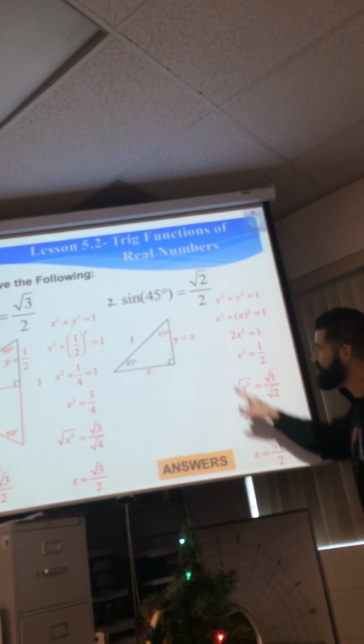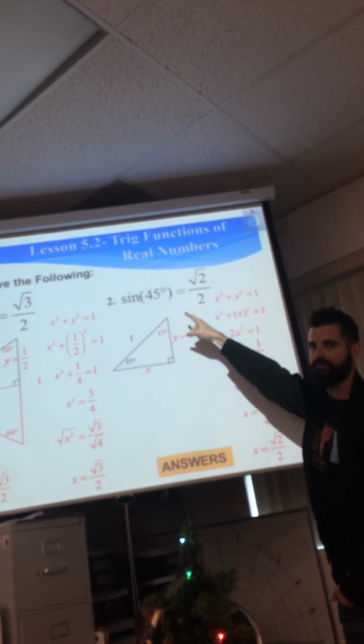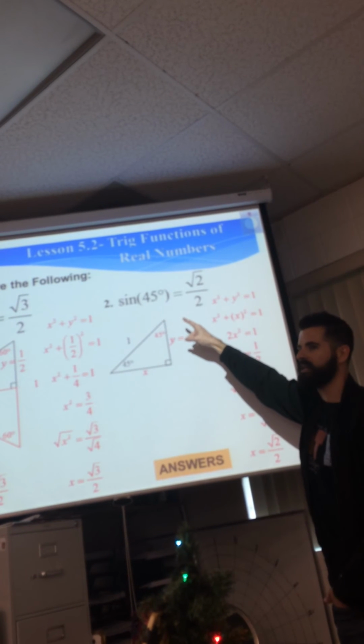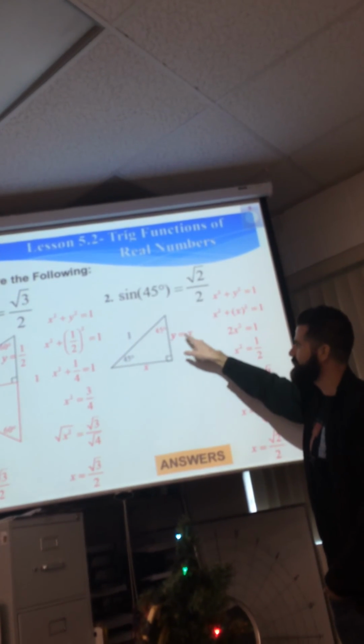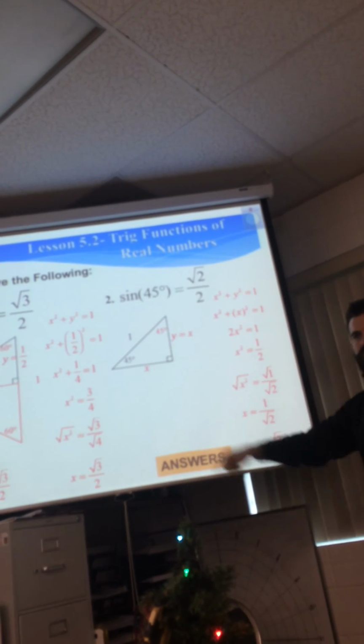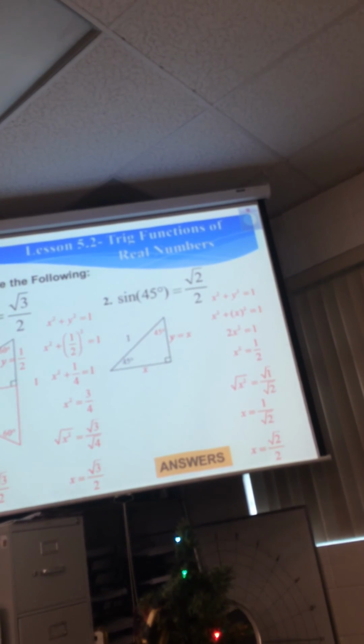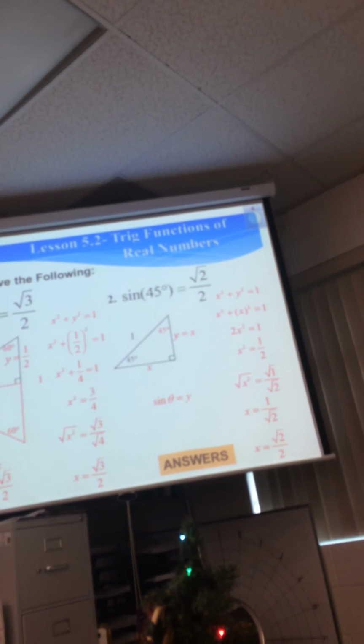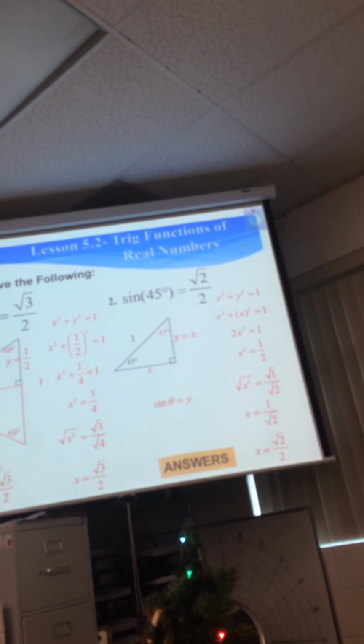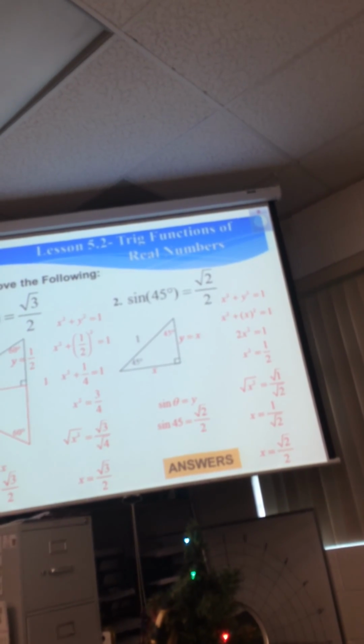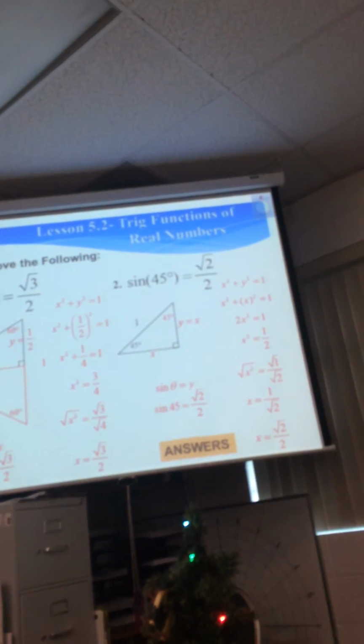Okay, now is x sine? No, because x is not sine. But we know that x equals y, right? So since x equals y, we know that we can relate that to the sine, and y equals the sine. So thus, sine of 45 degrees is radical 2 over 2. Okay.